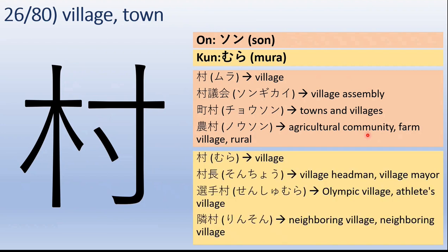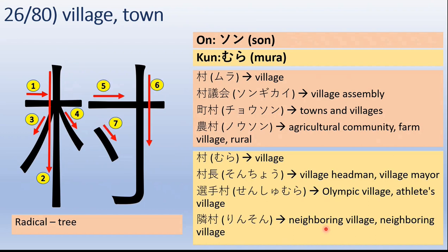In Kun'yomi, we have Mura as village, Soncho as village headman or village mayor. Then we have Senshu Mura, which is Olympic village or athletes village. And then we have Rinson, which means neighboring village. As I said, the tree radical is applicable here, and this is the stroke order. So this is the kanji of village or town.